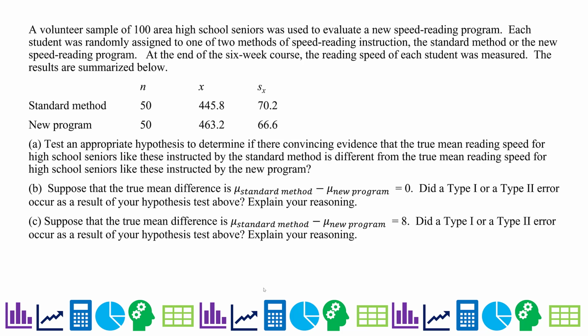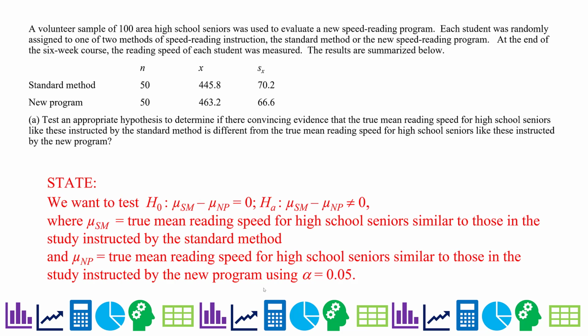So you have the standard method and the new program. And you can see both have sample sizes of 50. Looks like the standard method's a little lower than the new program, a little more spread too. All right, so test an appropriate hypothesis to determine if there's convincing evidence that the true mean reading speed for high school seniors like these instructed by the standard method is different from the true mean reading speed for high school seniors like these instructed by the new program. And then I'm going to ask you some questions, we'll hit these at the end, about type 1 or type 2 error. So, first of all, we want state.